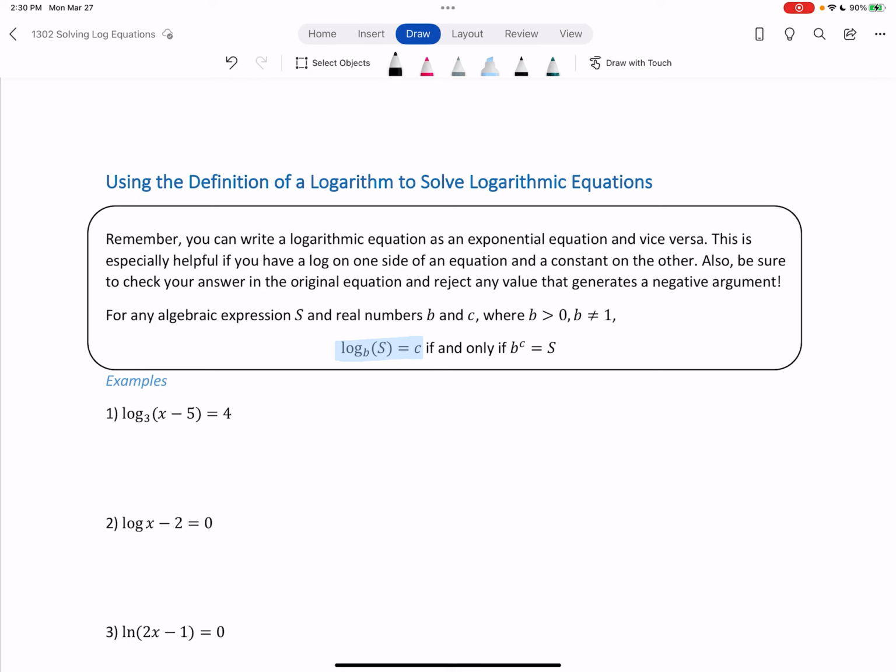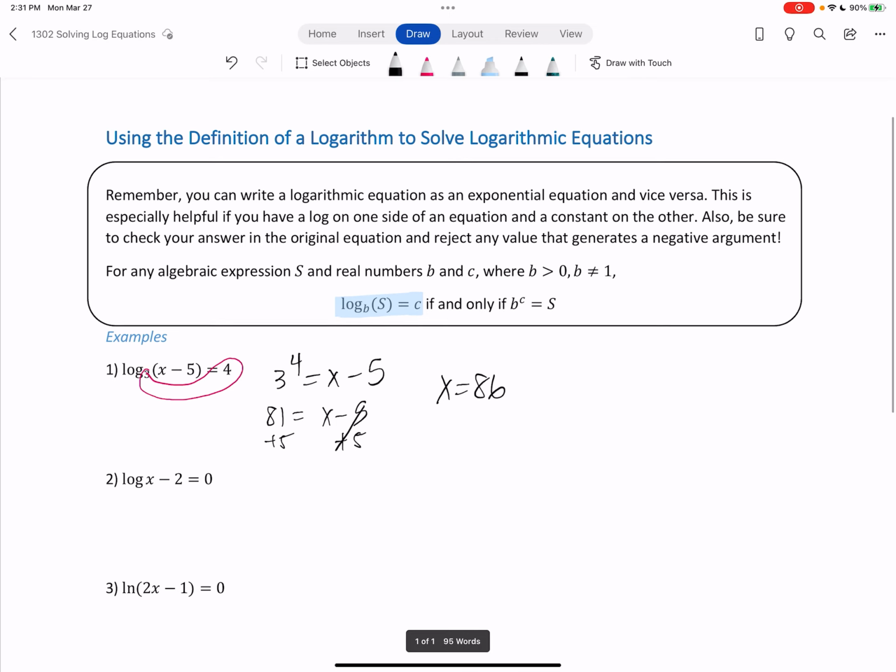Okay, so in this example, we see log base 3 of x minus 5 equals 4. So what we can do is say 3 to the 4 equals x minus 5. 3 to the 4 is 81 equals x minus 5. Add 5 to both sides. x equals 86. So the solution to this logarithmic equation is x equals 86. You could check your answer in your calculator and make sure that it gives you the right answer.